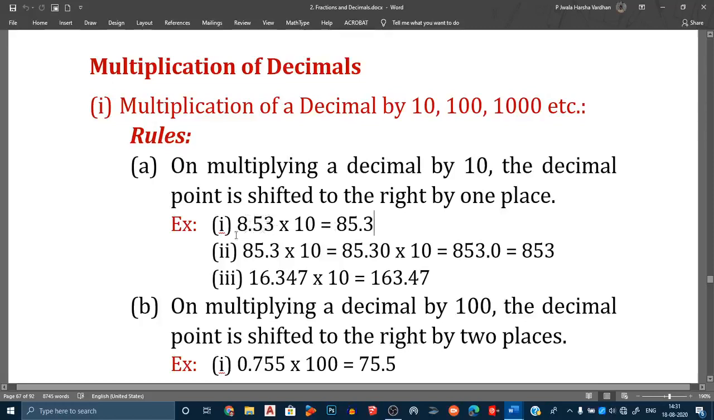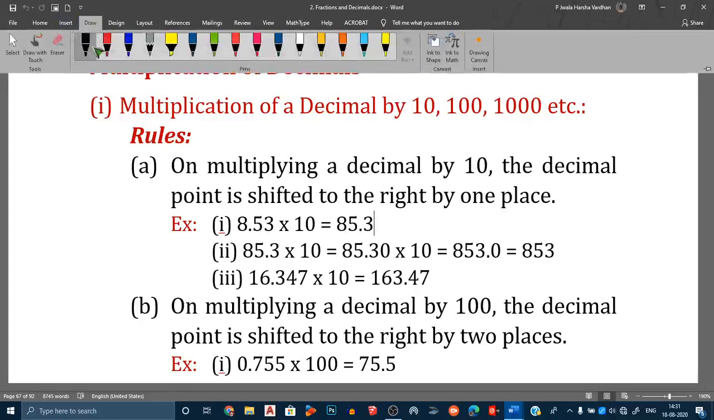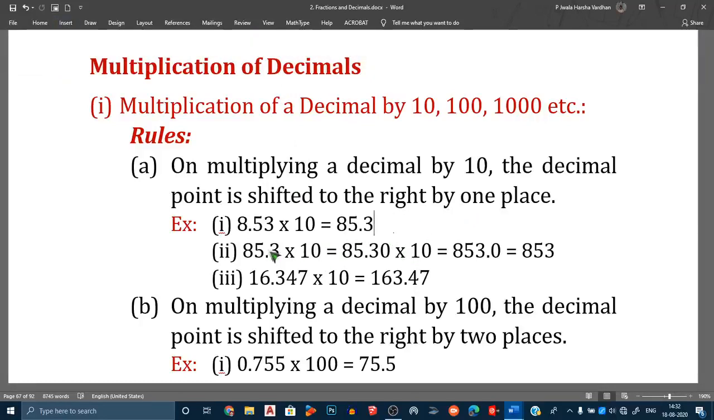See here, this is 8.53 into 10. Now we have to shift this decimal point to the right side, leaving one digit. You can write it as 85.3. You can shift it to the right side like this. So this is 8.53 into 10.